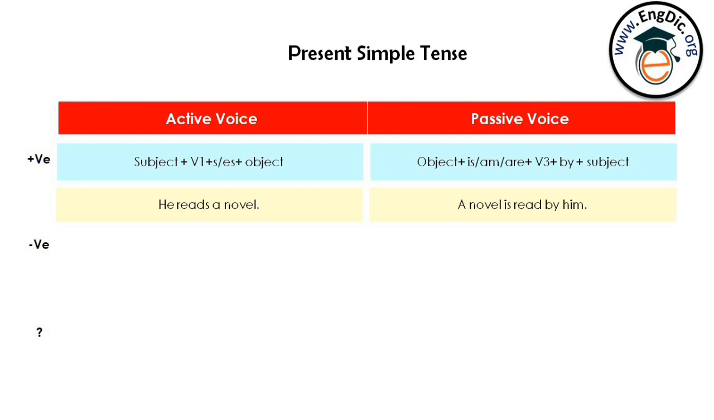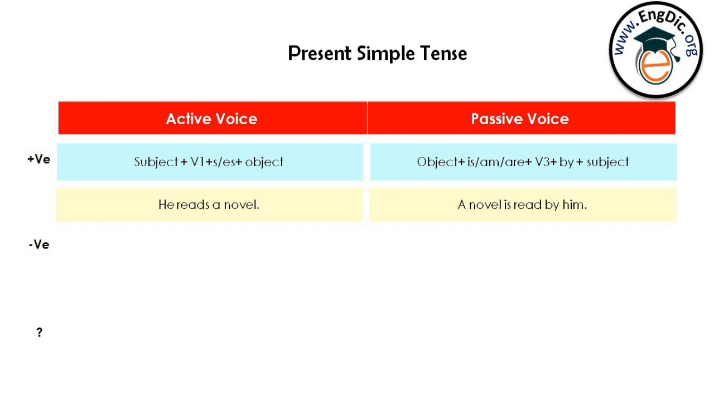So first we have replaced the subject with the object, a novel, then we are using is, then the third form of verb read, then we are using by, and then him, the subject. A novel is read by him. This is so simple. You just have to keep in your mind the formation of active and passive voice.